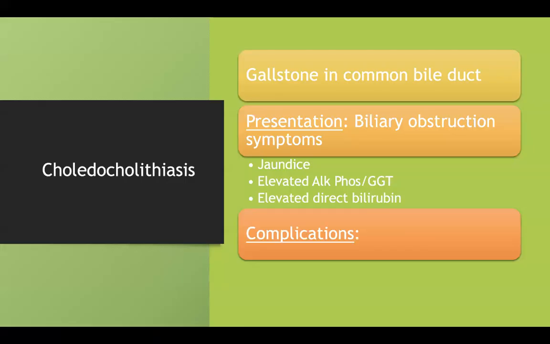So the complications of having a stone in your bile duct, in addition to those obstructive symptoms: choledocholithiasis can eventually cause gallstone pancreatitis if it keeps moving down to block the main pancreatic duct, or it can cause ascending cholangitis if that stone stays long enough for a bacterial infection to start to brew proximal to that obstruction. So let's talk about these two complications.